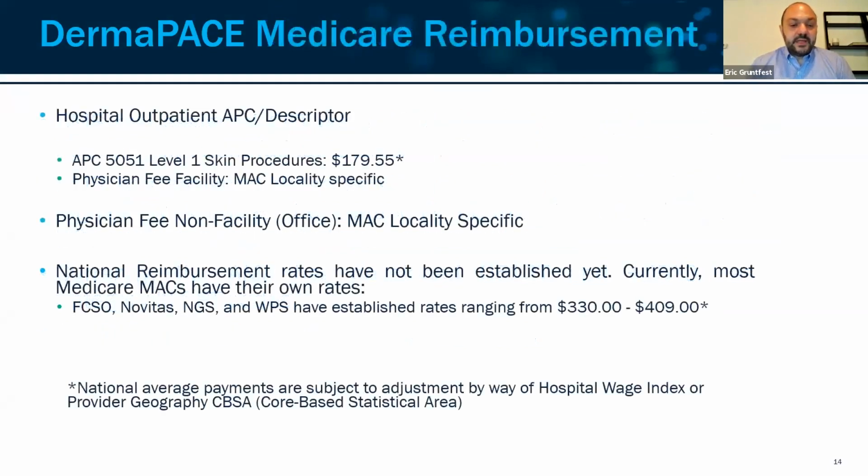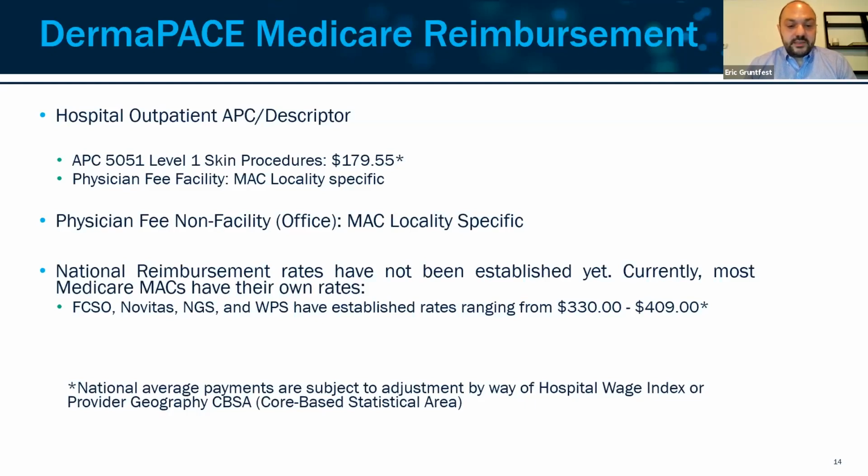So as discussed, the hospital outpatient reimbursement for dermaPACE is $179.55 for the facility. And the physician professional fee when done in the hospital is established in most MACs. Not all the Medicare areas will cover it. However, there are some we are starting to see payments on as of January 1st. The same goes for the private office physician fee. That rate varies based on the Medicare MAC locality.